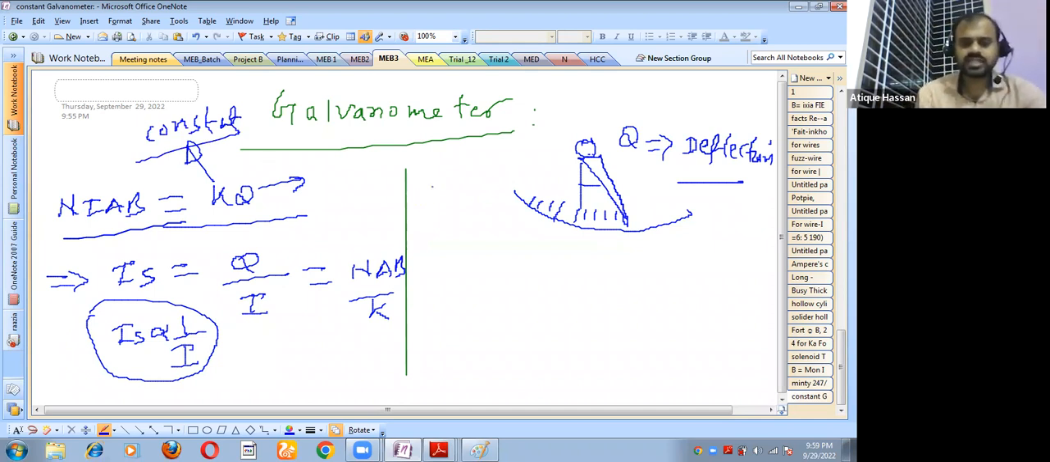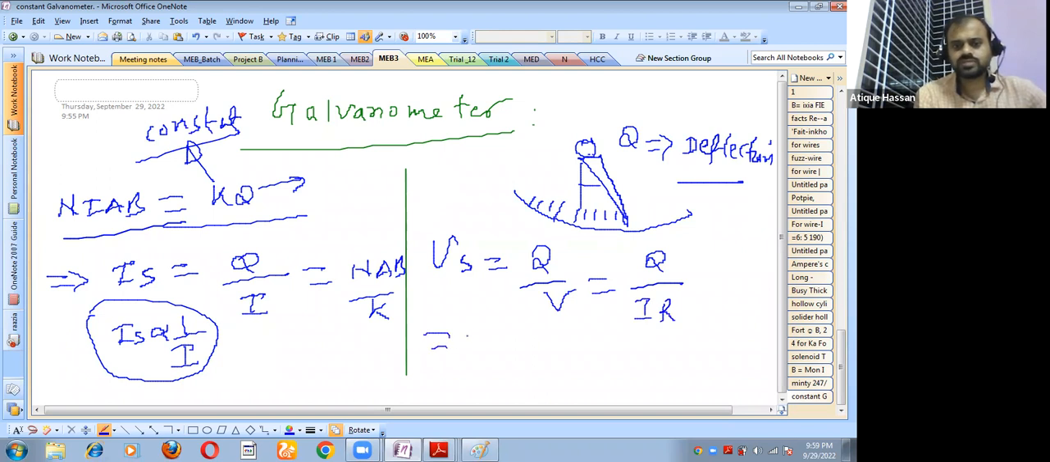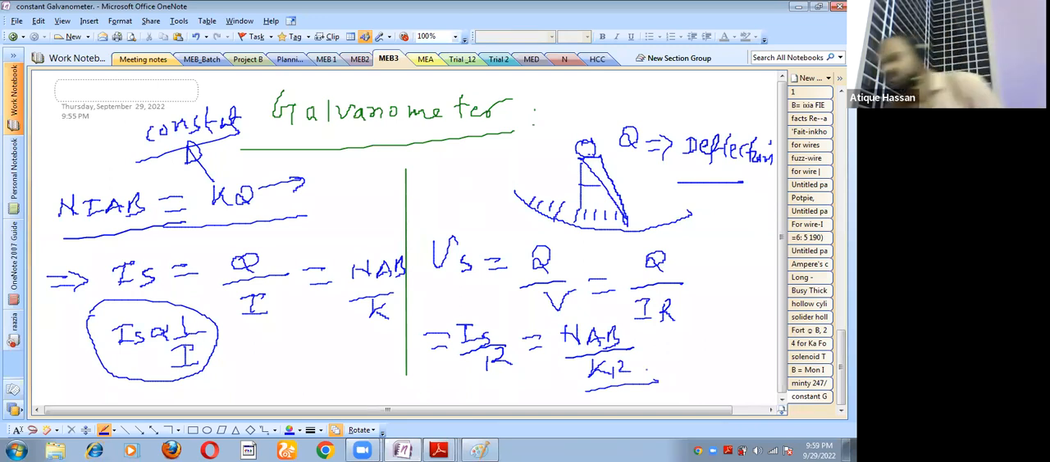We also define a second term, which is voltage sensitivity, given by theta by V. You can write V is equal to IR, so this becomes current sensitivity by R. It means NAB by KR. So you can remember like this. The main thing to remember is current sensitivity is inversely proportional to current, and voltage sensitivity is inversely proportional to voltage. So all of you understood this.